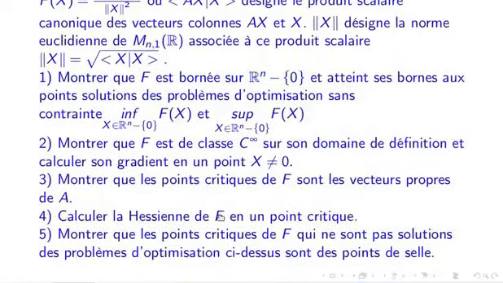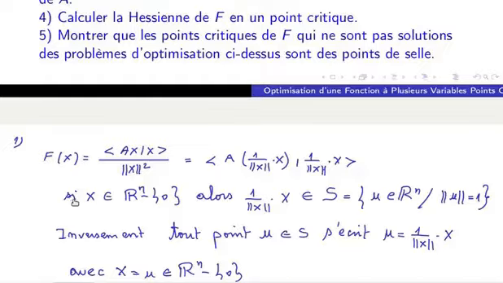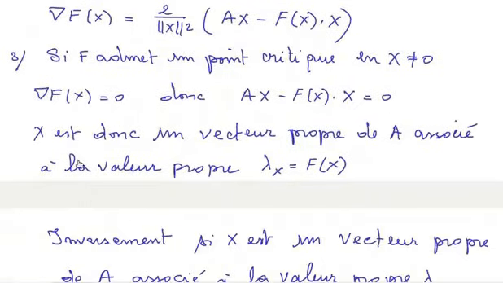Third question. Critical points of f are the eigenvectors of A. At this stage, if f admits a critical point at x different from 0, it means that the gradient of f is 0 at this point. But given the expression of the gradient, this means that we have Ax minus f of x times x equals 0, which precisely indicates that x is an eigenvector of A associated with the eigenvalue lambda equal to f of x.